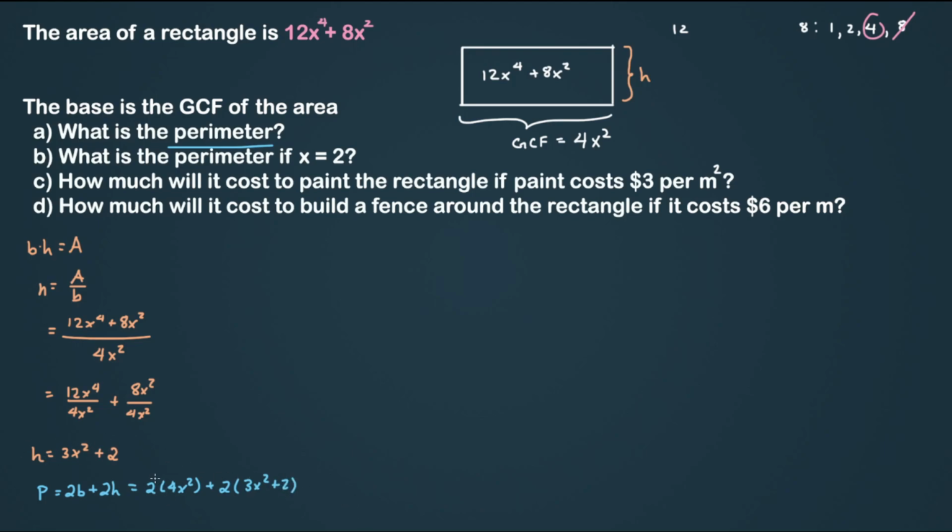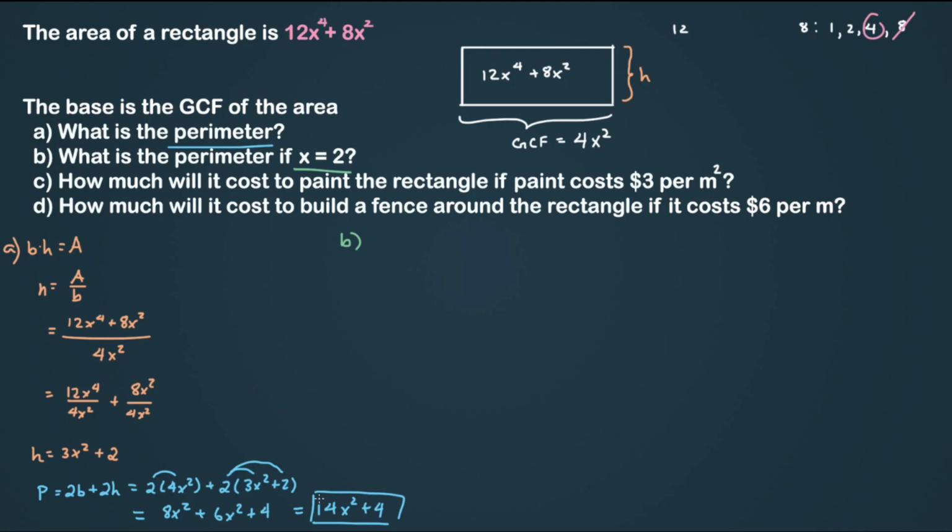And now we can carry out that multiplication by distributing the 2's. We're going to get 8x squared plus 6x squared plus 4. And in this case, I have two like terms. I have the 8x squared and the 6x squared. So we can combine them by adding the coefficients together, which gives me 14x squared plus 4. And that is the perimeter. Now, right here, A. Okay. Now, B. What is the perimeter if x is equal to 2?